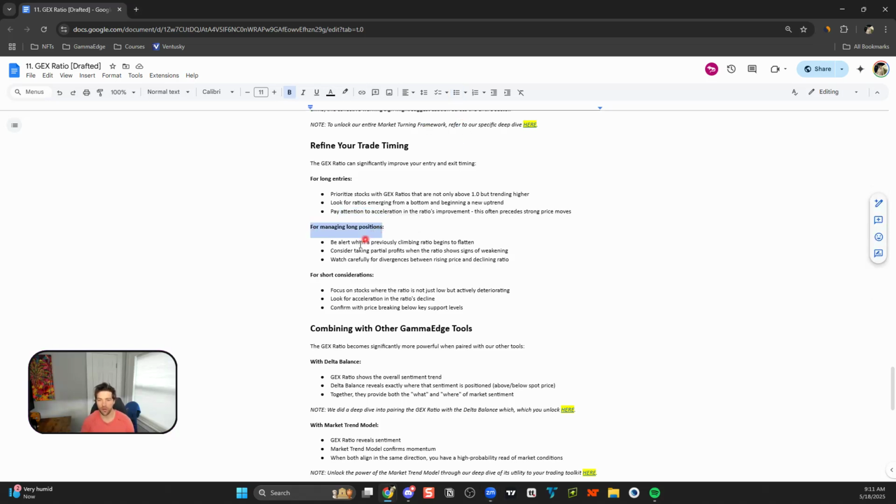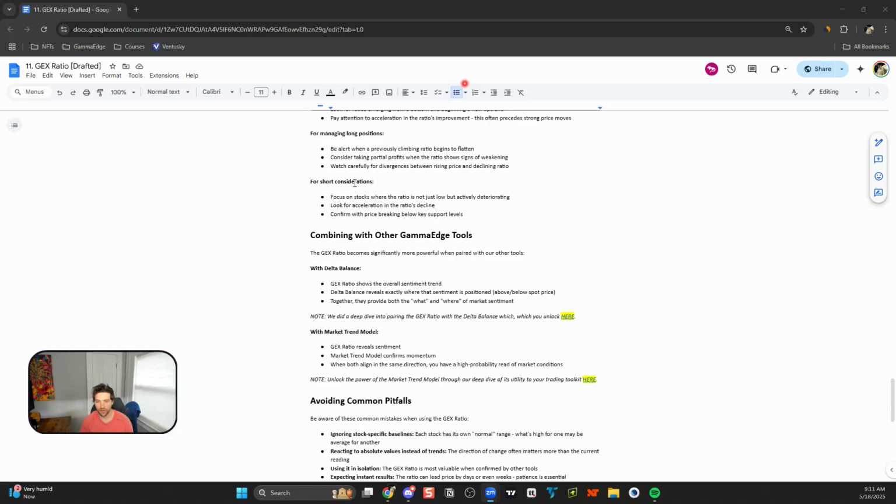If you're in a long, something to be cognizant of when you're looking at this day over day is being alert when the ratio begins to flatten. Kind of tells you that call speculation is starting to wane a little bit in the name. Potentially locking in partial profits when you see this ratio start to weaken, and then watching carefully for divergences between the ratio and price, meaning price is moving higher and the ratio is starting to decline.